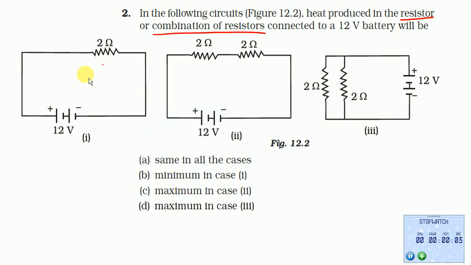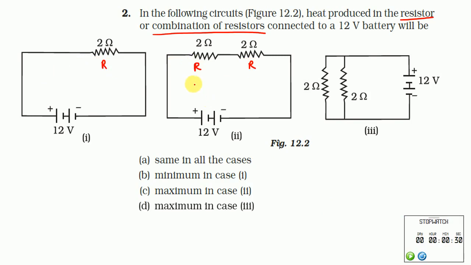The timer was having some problem. We'll get some more time. Come on, your time to think. There is only one, and all are having the same value, 2 ohm, 2 ohm, 2 ohm. So let's see, 19, 20, 21, 30. Time over.